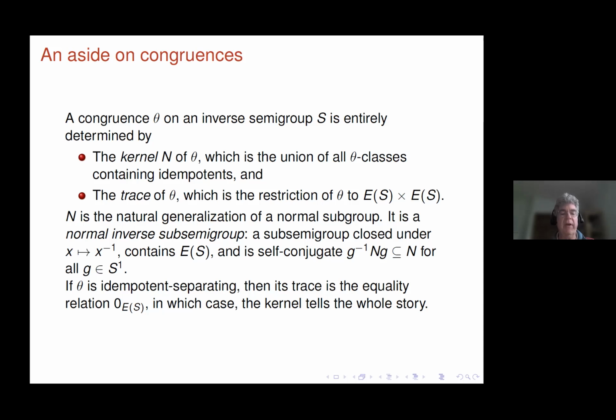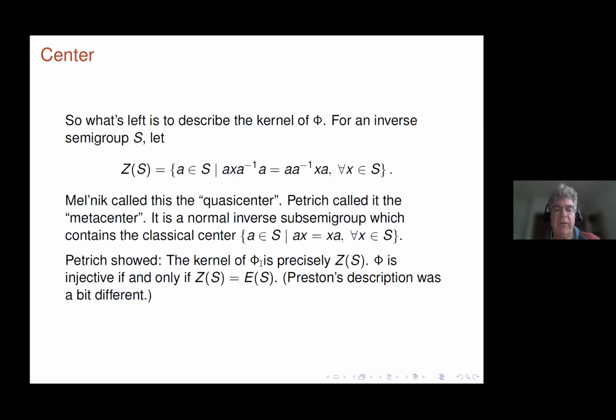Now, if you have an idempotent separating congruence, meaning exactly what it sounds like, the idempotents separate themselves into distinct congruence classes, then the trace of the congruence is in fact the equality relation, in which case the kernel still tells the whole story. So what's left is to describe the kernel of phi. There are several ways to describe it, but here's a relatively succinct one.